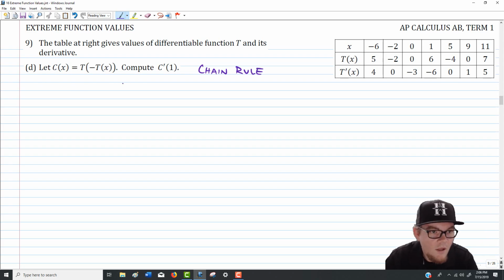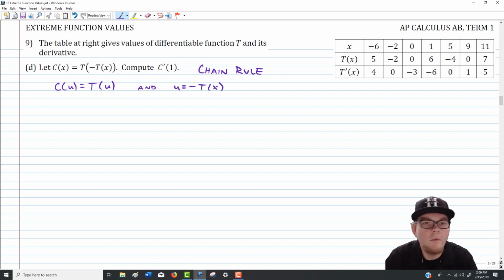So there's where our thought is. So let's break this up. I'll be careful in these first couple videos. C of u is going to be t of u, and then second, u, the inside function, is going to be negative t of x. Right, all we've done is decompose the function.